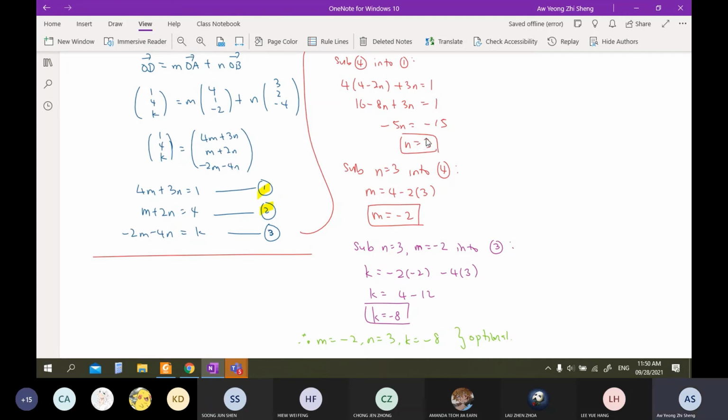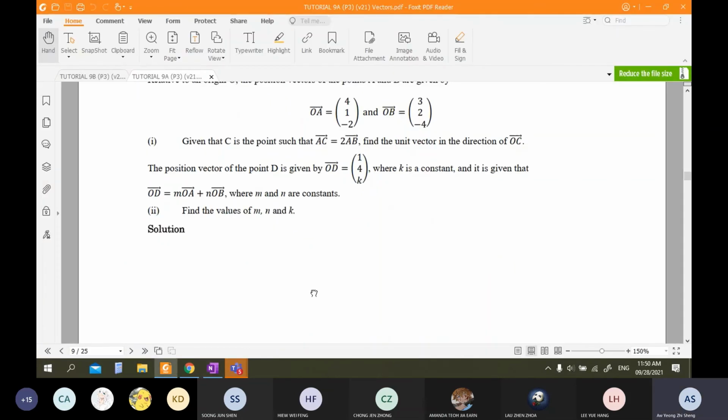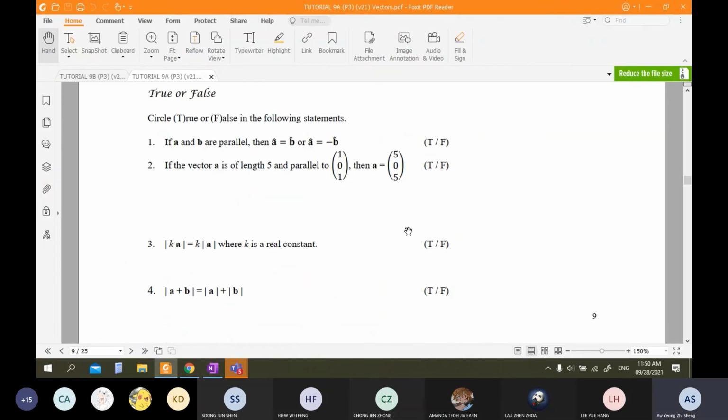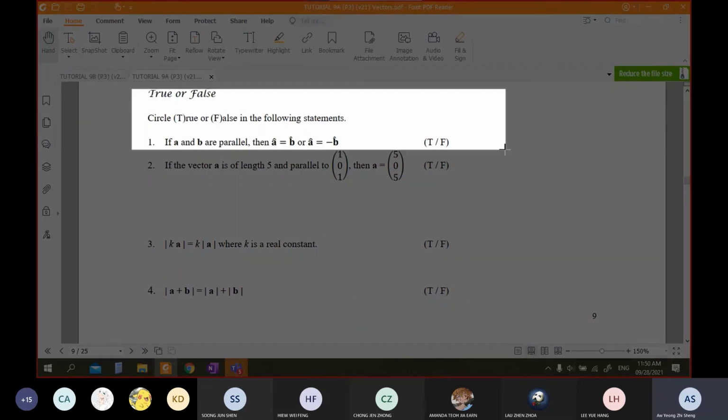Okay, we have a few more minutes. We can still carry on a little bit to the true or false section at the bottom of the page. Because we are in a rush of finishing the syllabus, usually I will wait for you to respond whether it's true or false, but I will just tell you the answer straight away.